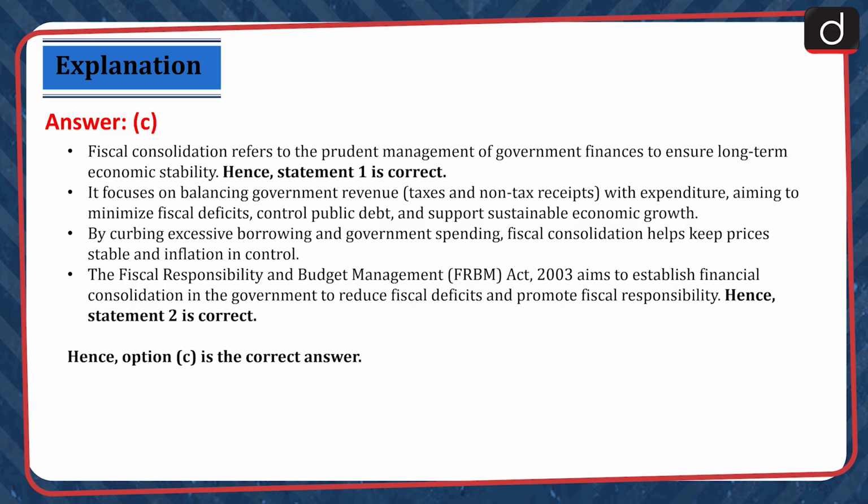By curbing excessive borrowing and government spending, fiscal consolidation helps keep prices stable and inflation in control. The Fiscal Responsibility and Budget Management Act 2003 aims to establish financial consolidation in the government to reduce fiscal deficits and promote fiscal responsibility. Hence, statement 2 is correct. Hence, option C is the correct answer.